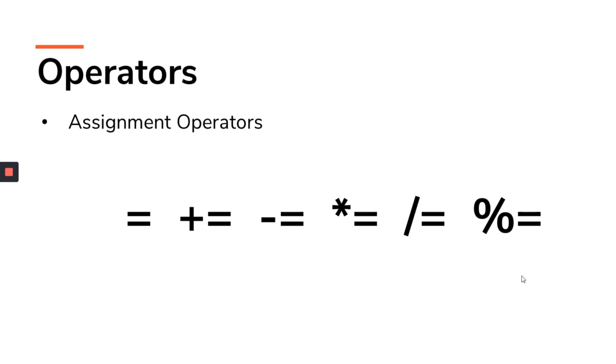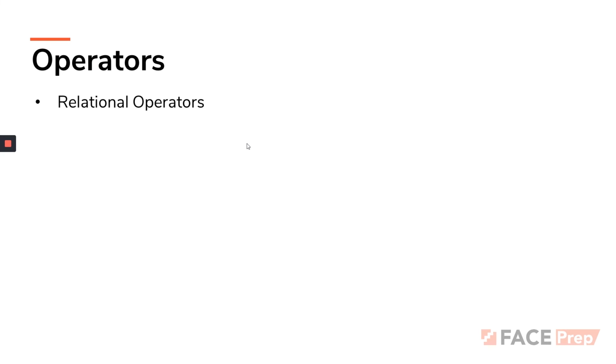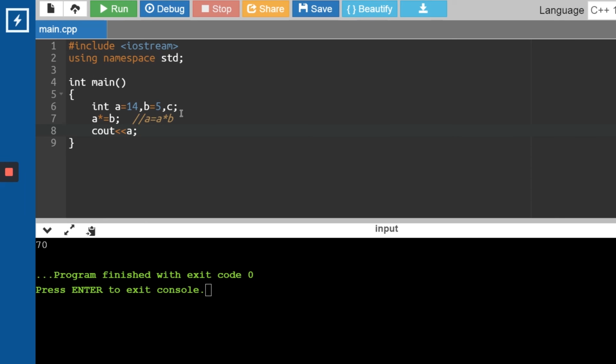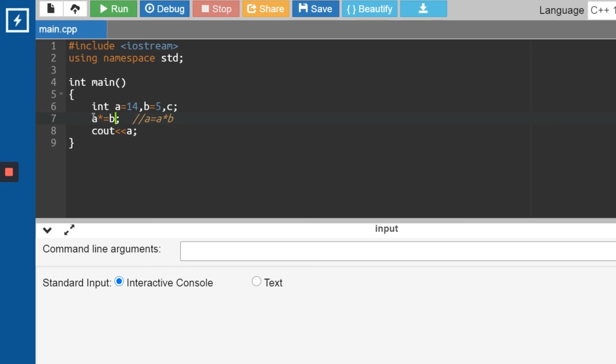Now let's go for the next part, which is relational operators. As the name says, you'll be comparing things over here. You've got equal to, not equal to, greater than, less than, greater than or equal to, and less than or equal to. How exactly does it work? Let me keep the same values over here.